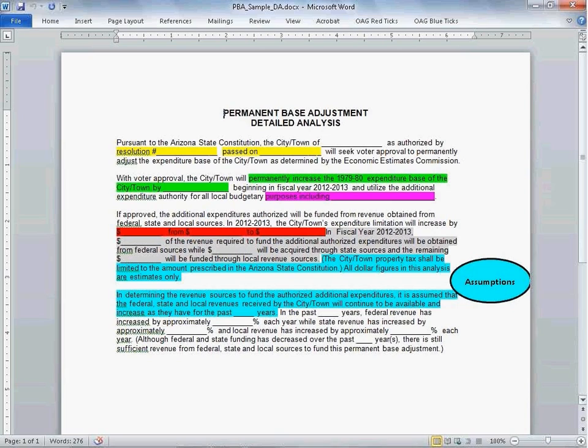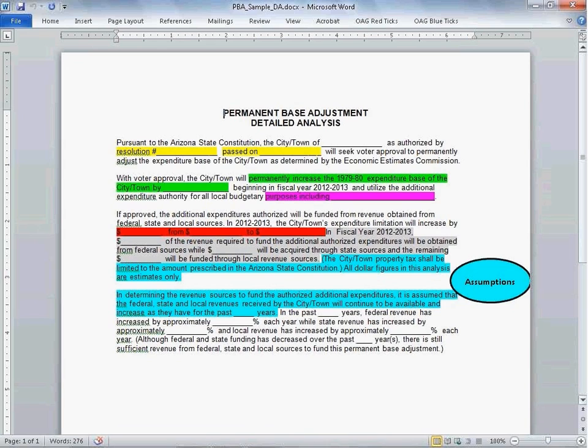Finally, we look at the detailed analysis for consistency with the general information in the League packet. There is additional information in the League sample analysis that the entity may want to include as well. However, this is not necessary. What we have discussed here is what is required only. If the entity chooses to include additional information, as illustrated in the League's packet, we will review it to ensure that it appears factual and objective.